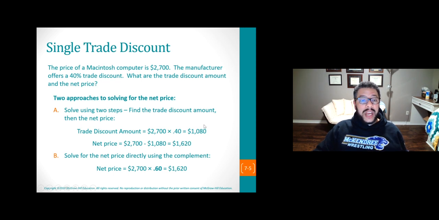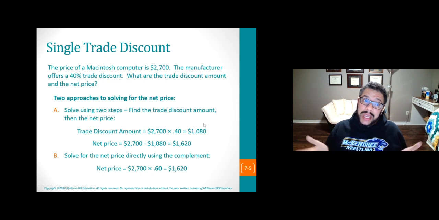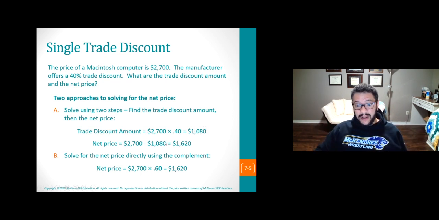Now we want to know the net price. And the net price is how much do we end up paying after the discount? So then we have to take this discount. We have to subtract the discount from the list price. 2,700 minus the discount is 1,620.